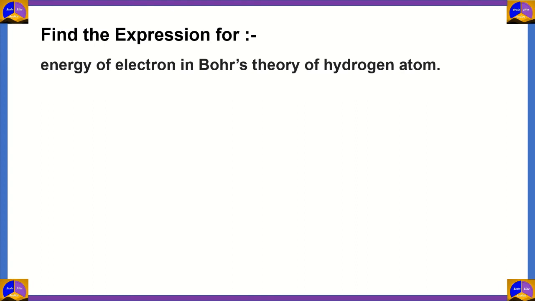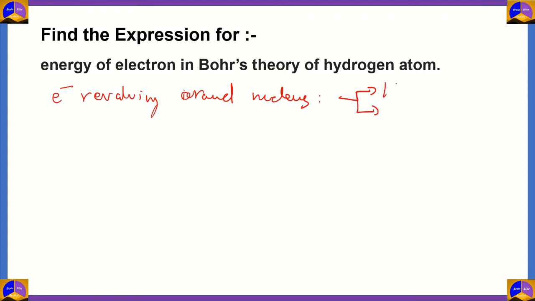Now we need to find out the energy of an electron in Bohr's theory of hydrogen atom. So an electron is revolving around the nucleus. So this is the situation. There are two energies at play when an electron is revolving around the nucleus. That is kinetic energy of the electron and potential energy of the electron.